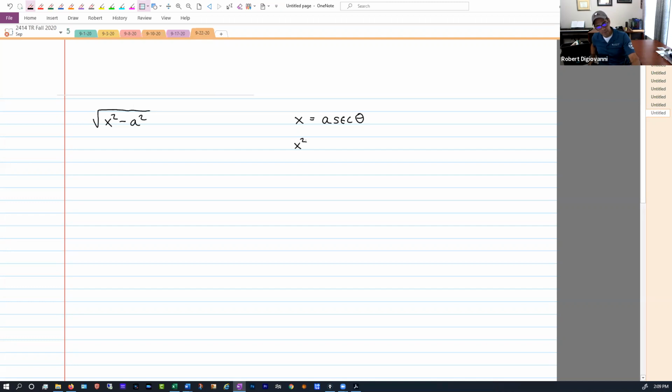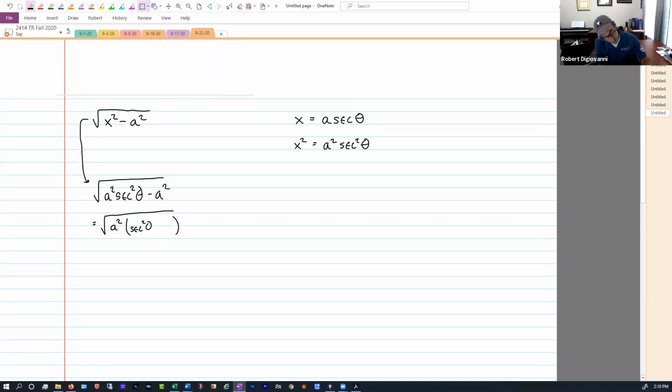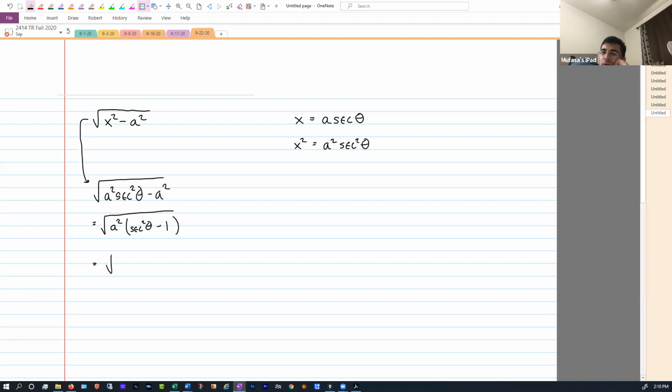Now let's see why a secant theta is the substitution to make. What would x squared be? A squared secant squared theta, right? And now what does this expression turn into? x squared, which is A squared secant squared theta, minus A squared. And then I can factor out an A squared again. And what would I be left with in here? Secant squared theta minus 1. And that is a Pythagorean identity, isn't it? What is that? Tangent squared.